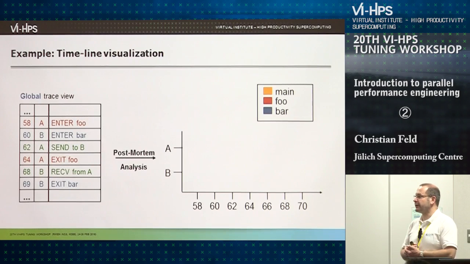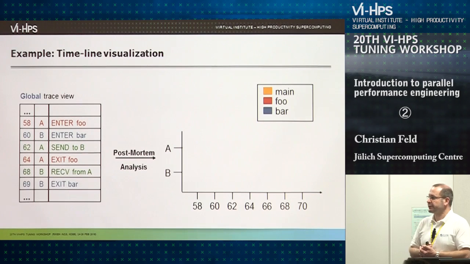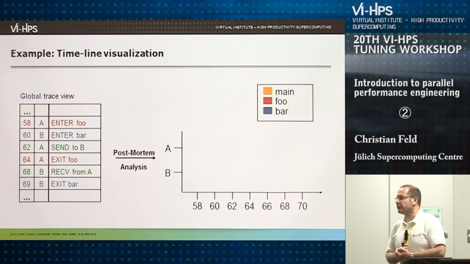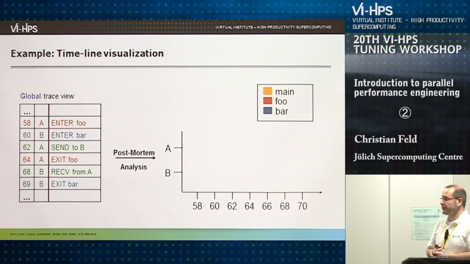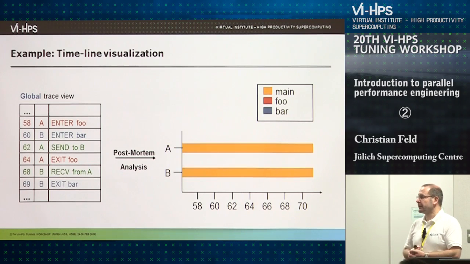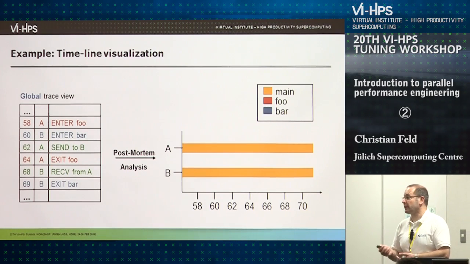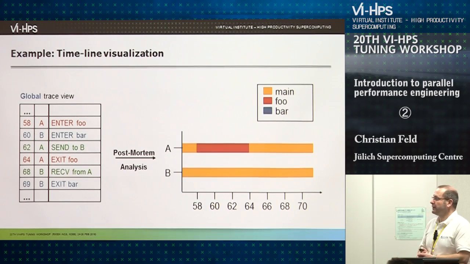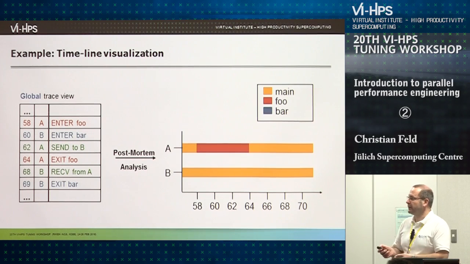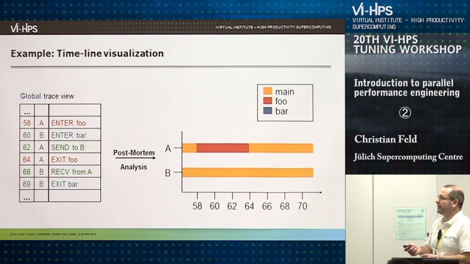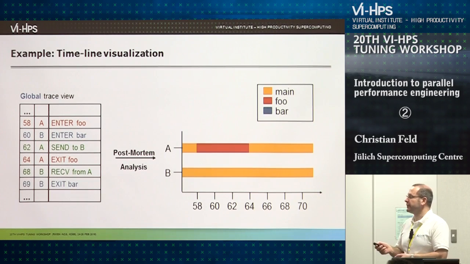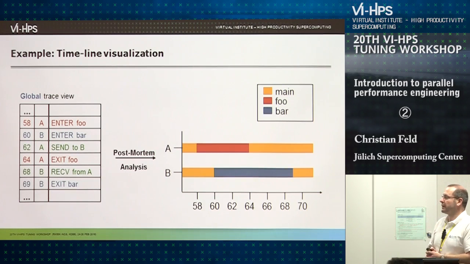For example, here is a trace visualization. You have this global trace we created a few slides before, and you can display it in two timelines, one timeline for process A, one timeline for process B. Here you have this function foo on process A, which started at 58 and ended at 64. And then you have function bar with its own start and end time.